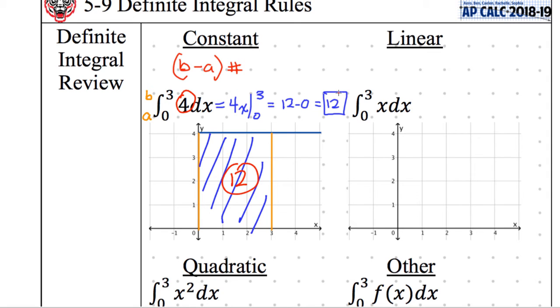Do we all see? Well, it always works with constant functions. So if you just have a number, then it works. So far so good. We understand why that's the case.